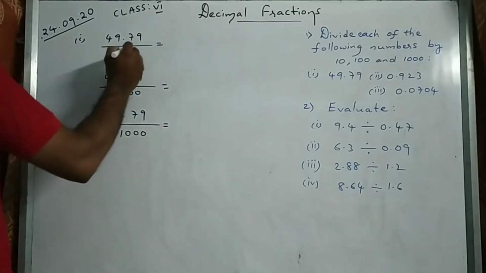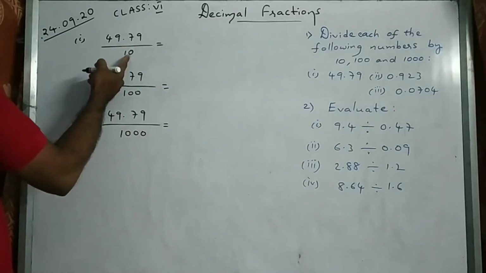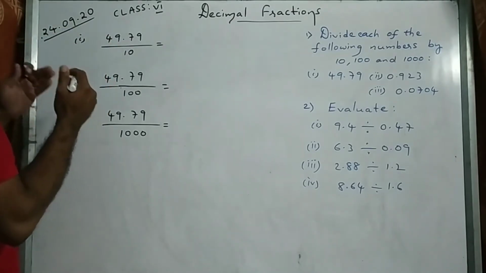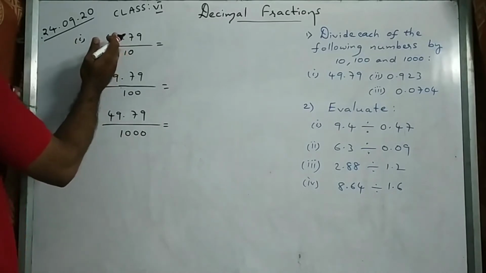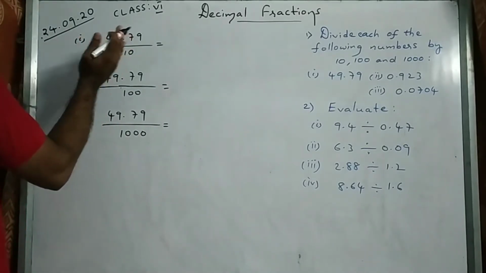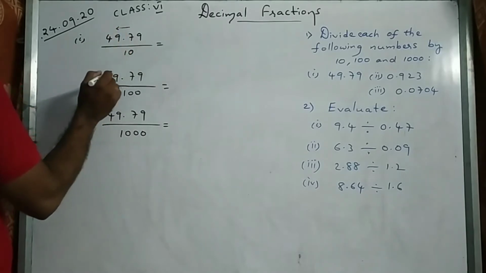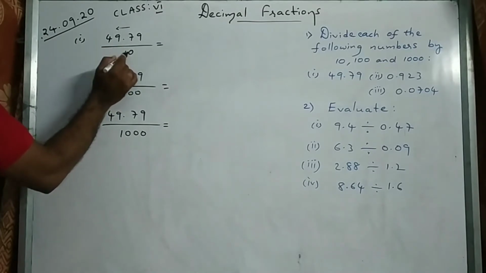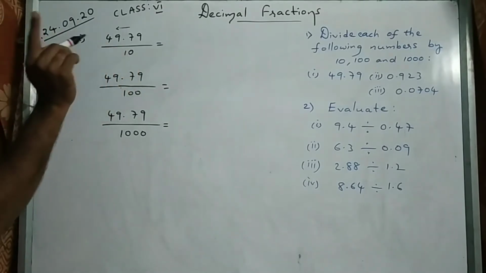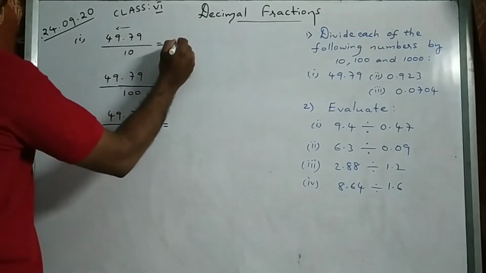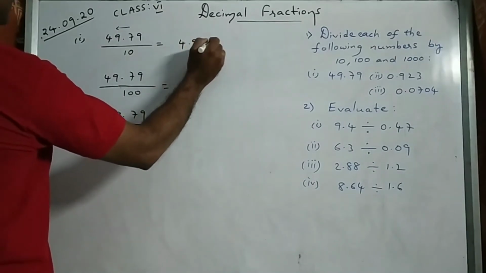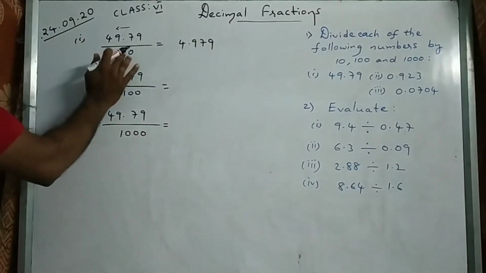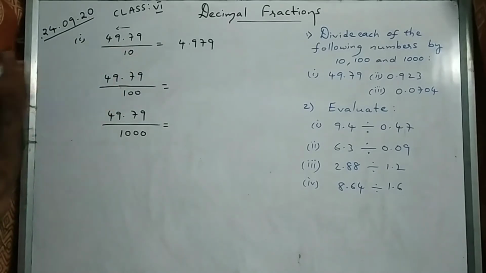Let us see the first one. Whenever we divide with 10, you have only one zero here. Whenever we divide decimal numbers by 10, 100, 1000, the decimal point will be moving towards the left side. So how many digits is it moving? Only one digit, because there is only one zero. So the decimal point will be coming, 4.979. You can write directly. Just move the decimal point one digit from the left side.